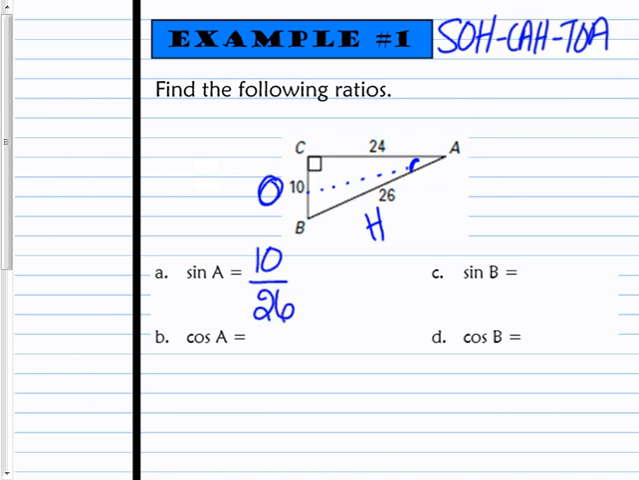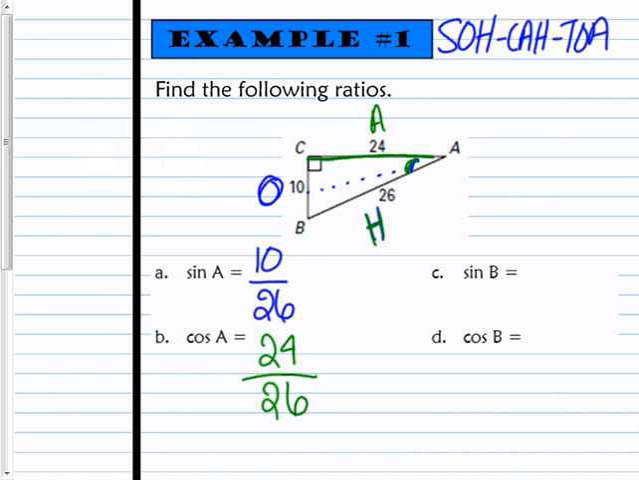Okay? So now I'm dealing with the cosine. I'm still from the perspective of angle A. The cosine of angle A is adjacent, this side, over hypotenuse. And the hypotenuse is always the hypotenuse. That does not change, regardless of what angle you're looking from. The perspective of the angle does not matter. The hypotenuse is the hypotenuse is the hypotenuse. Okay?